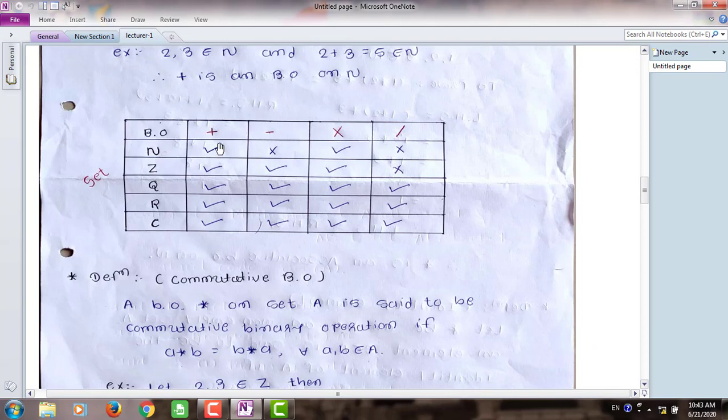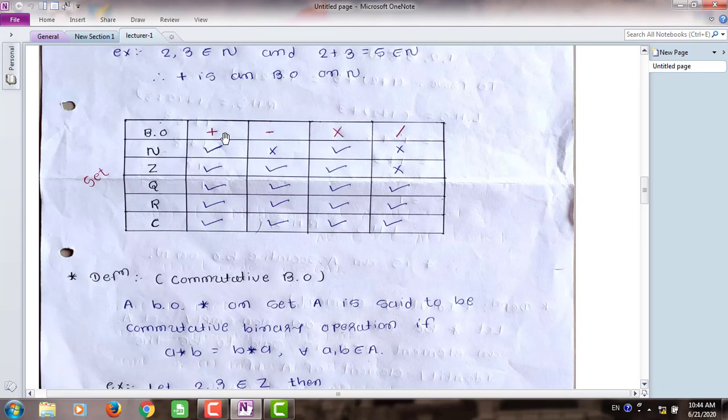Now we show the table of binary operations and the sets, showing which binary operations are defined on a set or not defined on a set. The binary operations are: first addition, second subtraction, third multiplication, fourth division. And the sets are the set of natural numbers, the set of integer numbers, the set of rational numbers, the set of real numbers, and the set of complex numbers.